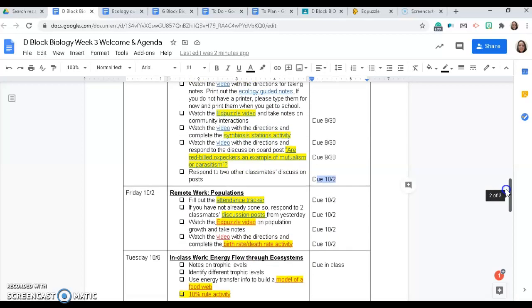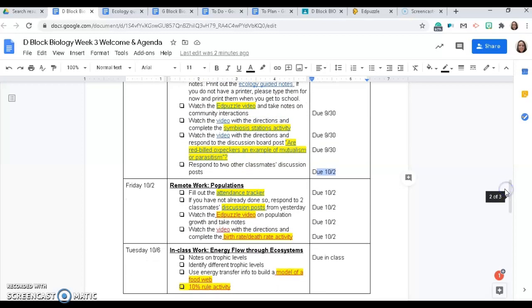Later on in the week, we will talk about populations. While you're remote, you'll do an activity on populations. And then while we're in class, we'll do an activity all about food chains and food webs and the 10% rule. The stuff here that you see in red, those links will be updated. They are not currently up there now.